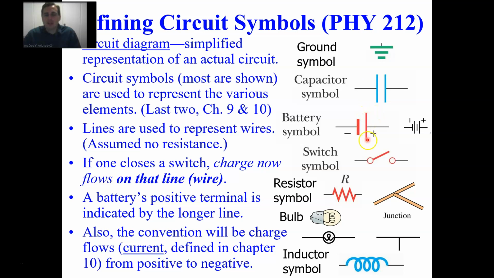But a battery symbol is typically a long line with a short line right after it with a space in between, and the positive side is the long line and the short line is the negative terminal of the battery. By the way, sometimes you see long, short, but the long side is still the positive side and the short, which meets the wire, is the negative side.